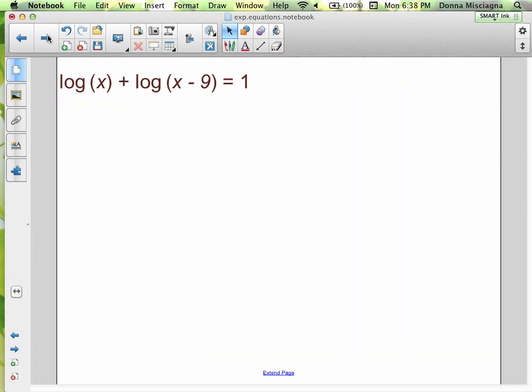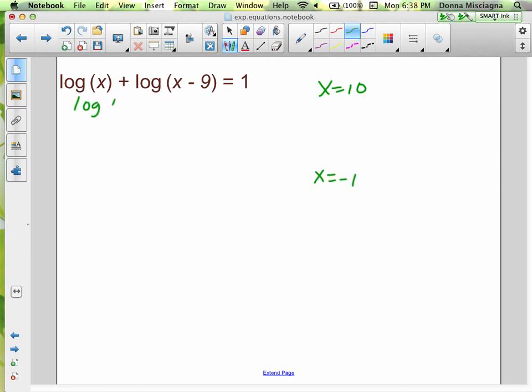All right, so let's check x equals 10 first, and then we'll check x equals -1. So we plug in 10. We have log of 10 plus log of 10 minus 9, that goes in parentheses, is equal to 1. Let's simplify this. Well, what's log of 10? In other words, 10 to what power gives you 10? Because if there's nothing written, we know our base is 10. So we've got log base 10 of 10. Well, that's just 1. So this is equal to 1.